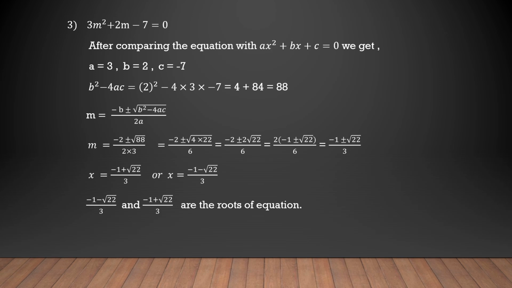Then we write the formula m is equal to minus b plus minus root of b square minus 4ac by 2a. Then we put the value of all these terms and we write m is equal to minus 2 plus minus root of b square minus 4ac, which is 88. So we write root of 88 by 2 into a. So a is 3. So we write here 2 into 3.